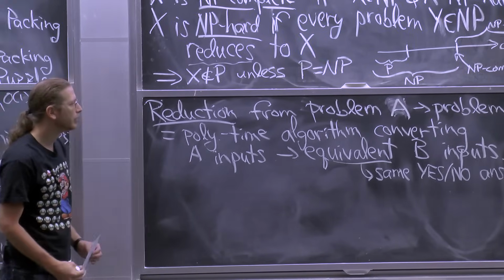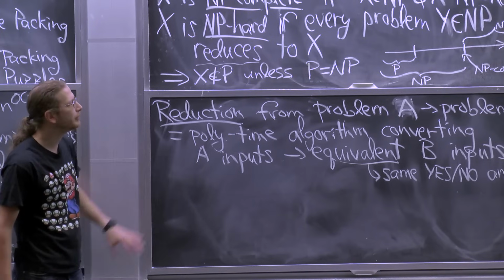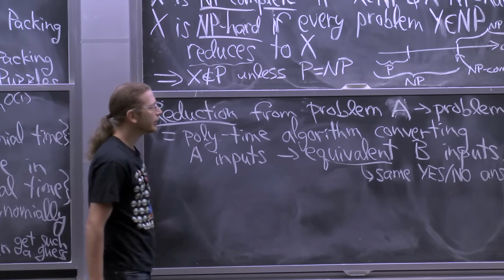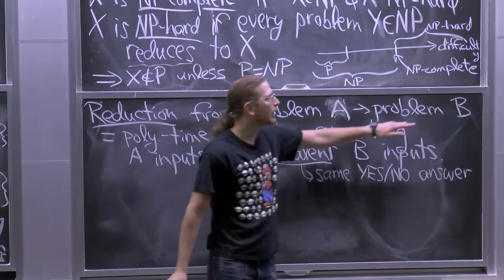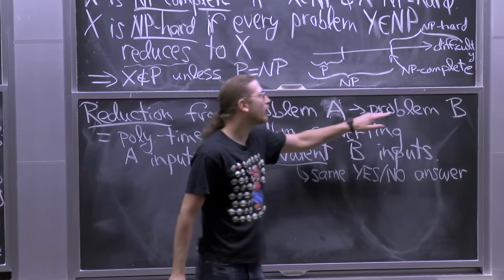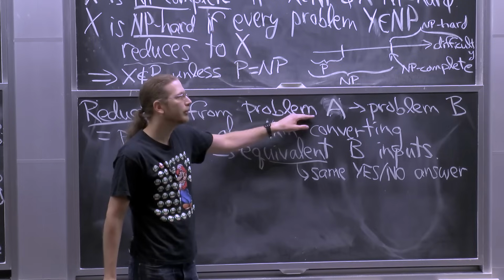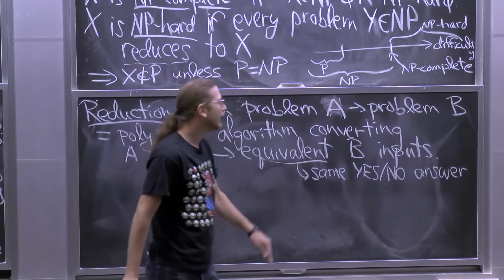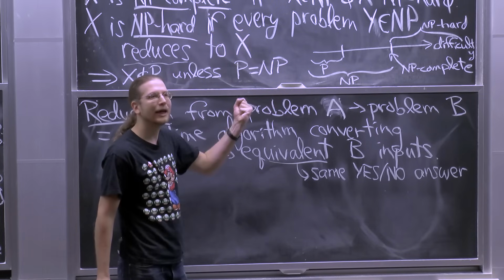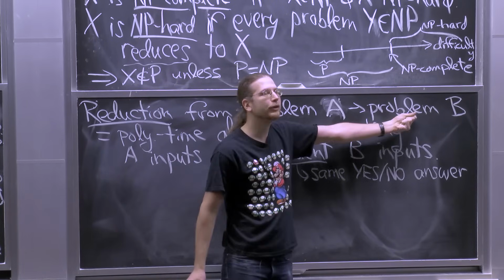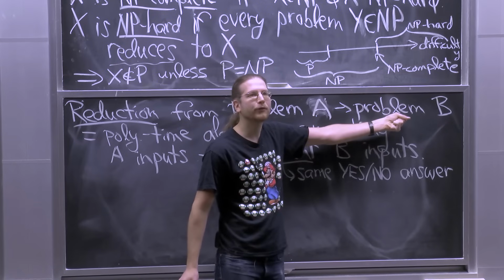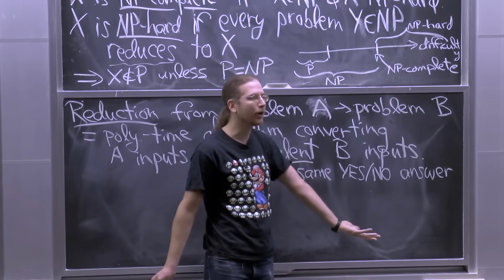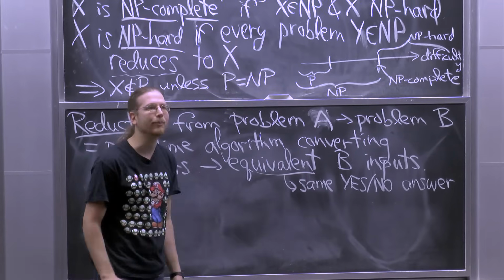So why would I care about a reduction? Because what it tells me is that if I know how to solve problem B, then I also know how to solve problem A. Right? If I have, say, a polynomial time algorithm for solving B, and I want one for A, I just take my A input, I convert it into the equivalent B input, then I run my algorithm for B, and then it gives me the answer to the A problem because the answers are the same.